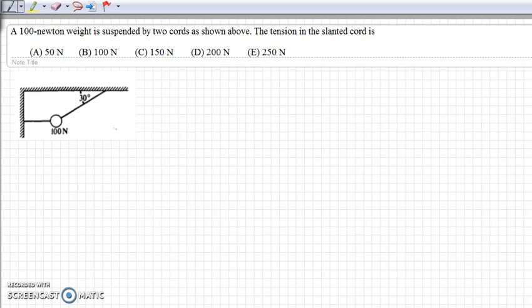Alright, solving problem 4 is really simple. You just have to find the tension in the slanted cord. That's this cord right here. So let's go ahead and think of this object as its own system. So we'll draw a system, and you can call it whatever you want. I'll just call it ball.